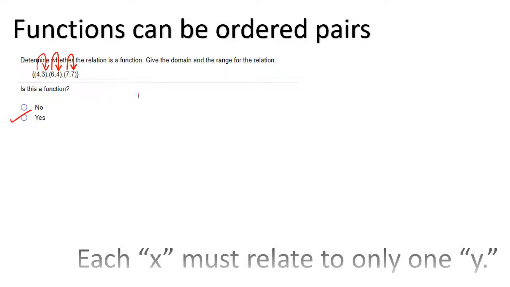Yes, because we can see that the domain, which would be the x values, remember that the word domain means x values, they are 4, 6, and 7, all distinct, unique. And the range values are the y values in the ordered pair. They are 3, 4, and 7. The range values do not have to be different, but those domain values do.